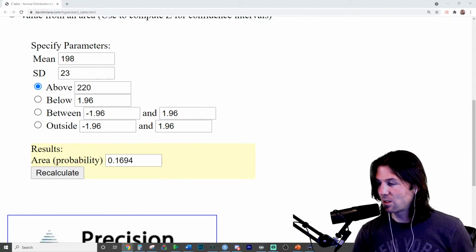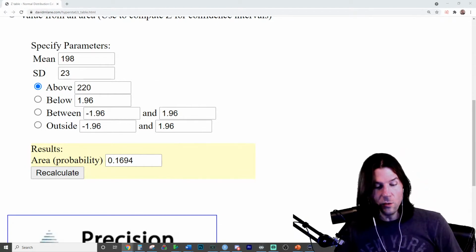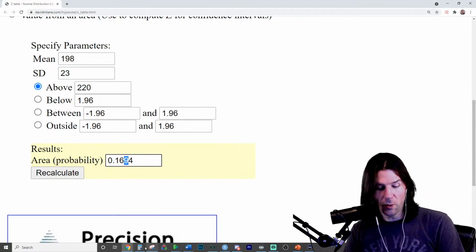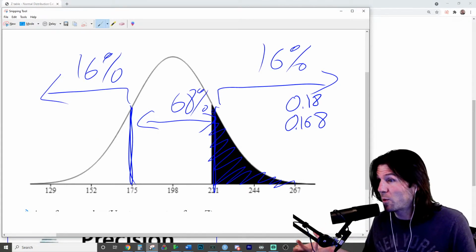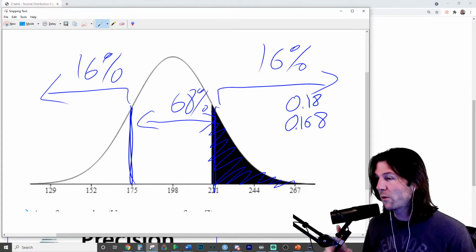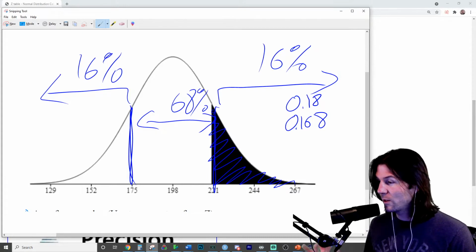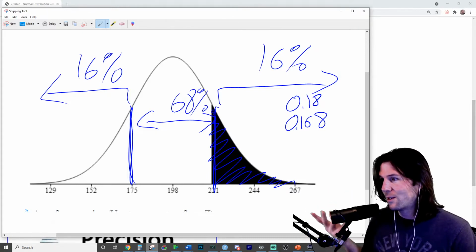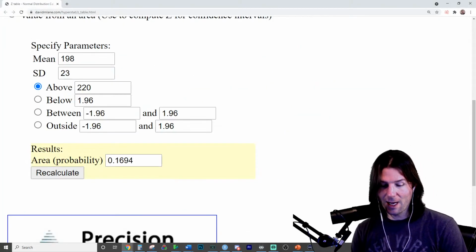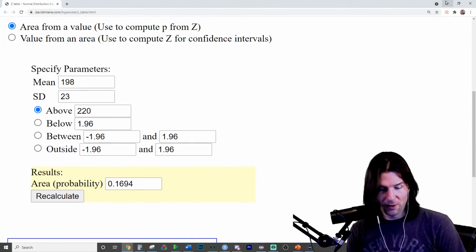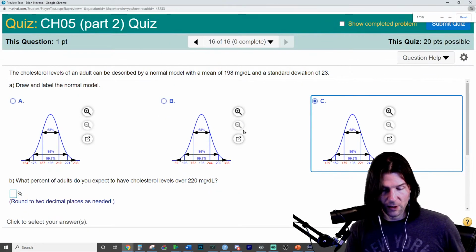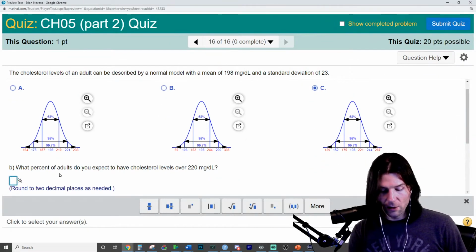So I was able to guess, using the empirical rule, within barely a thousandth. This is why we have the empirical rule, because I can look at that and say, a little more than 16%. I can look at these graphics and get an idea. That's why the empirical rule exists. You should use the applet, but I feel like I would have gotten it right. So 16.94. We can make some good guesses using the empirical rule.